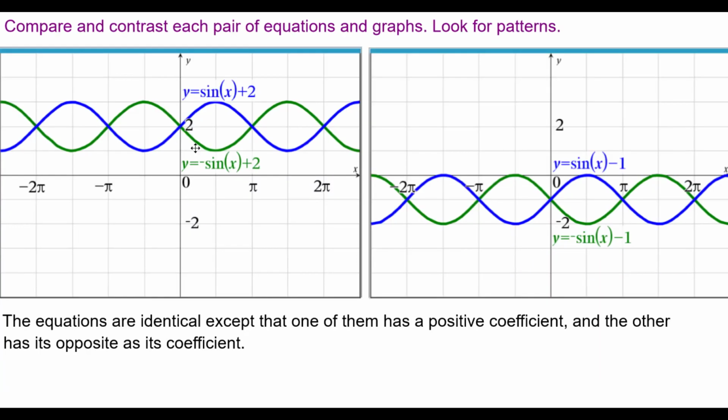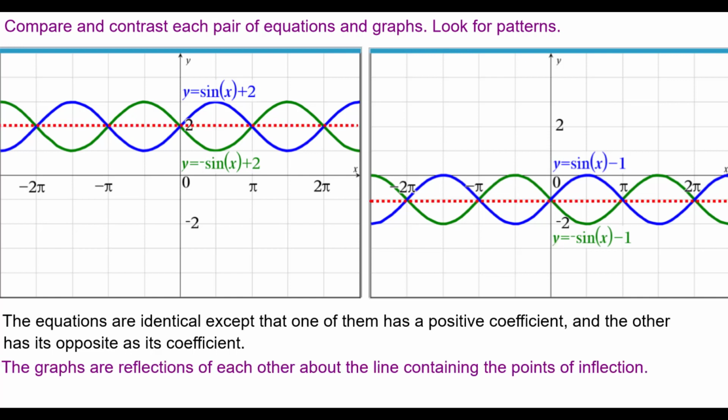So it turns out that the equations are identical except that one has a positive coefficient and the other has its opposite as the coefficient. The graphs are reflections of one another about the line that contains the points of inflection in both cases. So there's patterns going on here.